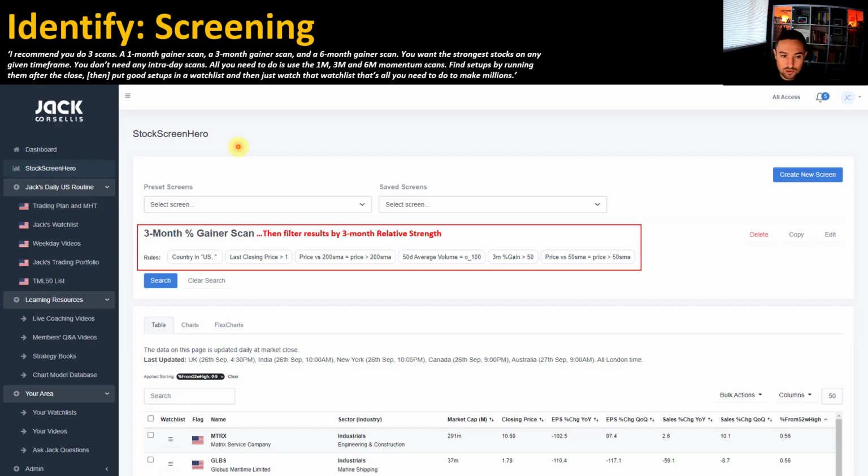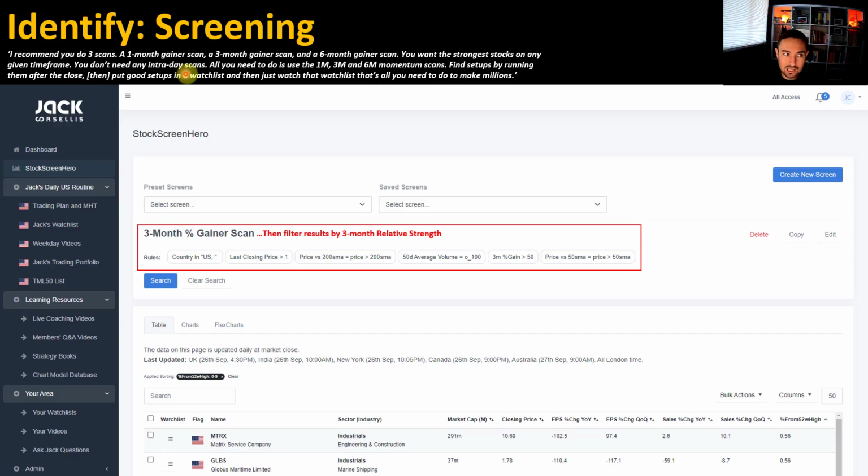So let's go into a little bit of the screening. I'll show you this slide, and then we'll jump across to my screener, and then we'll come back to the slide there to finish off. So let me read this out to you. I recommend you do 3 scans: a 1-month gainer scan, a 3-month gainer scan, and a 6-month gainer scan. You want the strongest stocks on any given time frame.